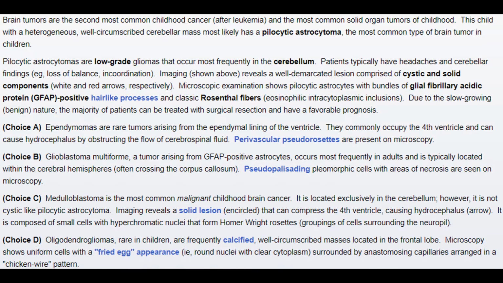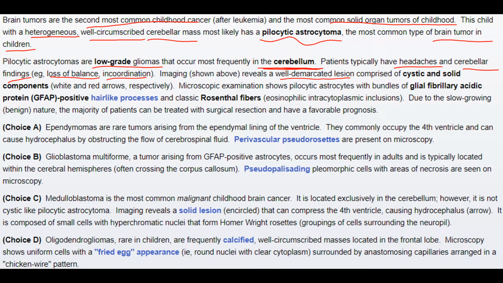Brain tumors are the second most common childhood cancer after leukemia and the most common solid organ tumors of childhood. This child with a heterogeneous, well circumscribed cerebellar mass most likely has a pilocytic astrocytoma, the most common type of brain tumor in children. Pilocytic astrocytomas are low grade gliomas that occur most frequently in the cerebellum. Patients typically have headaches and cerebellar findings, for example loss of balance and coordination, and the imaging as shown in the previous slide reveals a well demarcated lesion comprised of cystic and solid components.